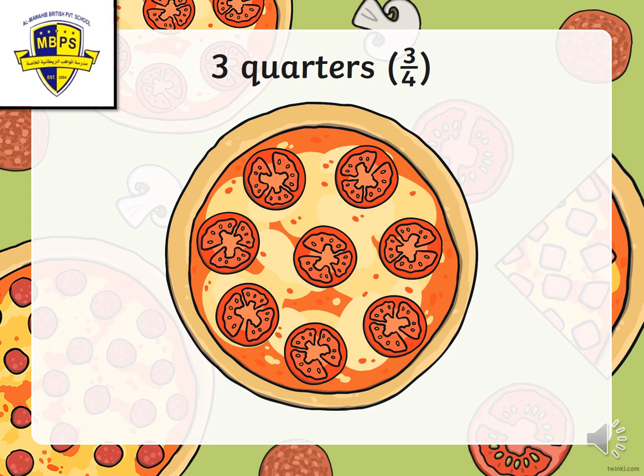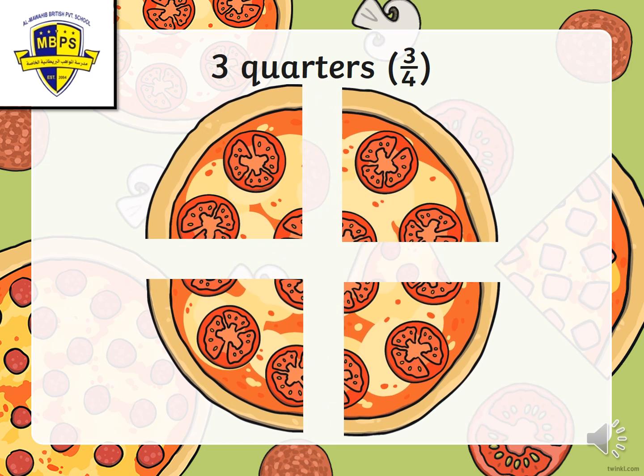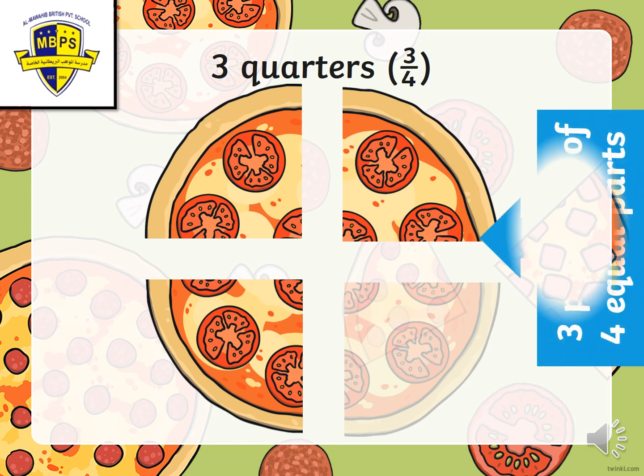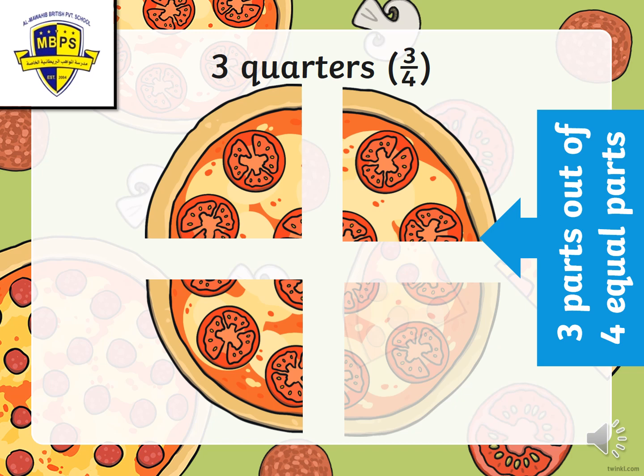What about 3/4? If I have 3/4, it means that I will cut my pizza into 4 equal parts. Now let me hide one part. What do I have? I have still 3. 3 out of how many in all? They are all 4 equal parts. So you can see the fraction now. It's showing 3/4, which is 3 parts out of 4 equal parts.